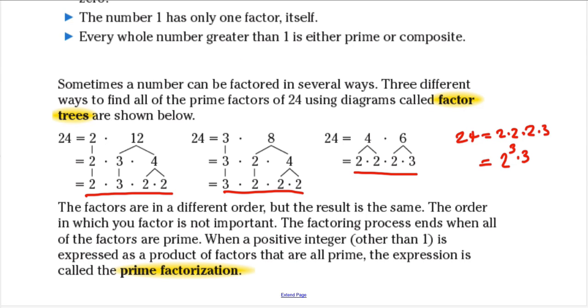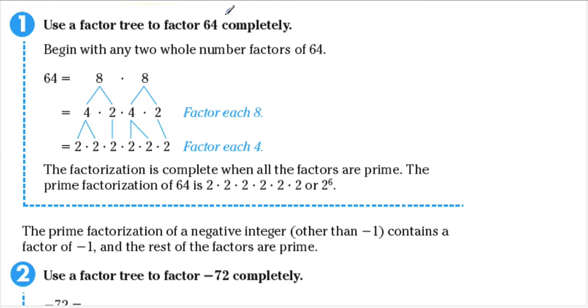Let's go to example number 1. Use a factor tree to factor 64 completely. Begin with any two whole number factors of 64. Let's look at 8 times 8. We know that 8 is not prime, so we continue factoring. That becomes a 4, and that becomes a 2. We know that 2 is prime, so we simply bring that down.